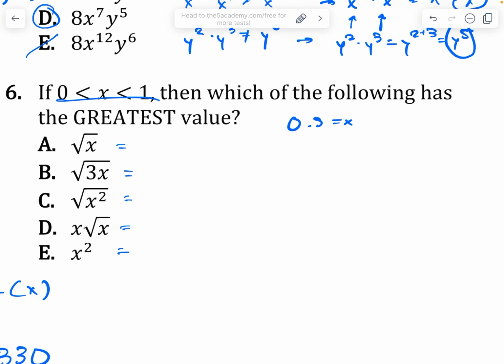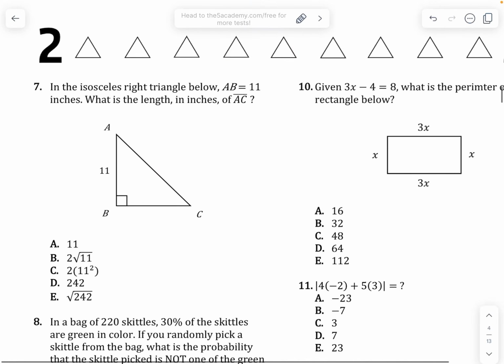So greatest value, the square root of 0.5 is going to be 0.7. Square root of 3 times 0.5 is going to be 1.5 to the half. It's going to be 1.22. Square root of x to the squared is going to be 0.5. 0.5 times 0.5 to the half, that's going to be really just half of this, so 0.35, which is the same thing as 0.5 to the 1.5. And then 0.5 to the 0.5 squared is going to be 0.25. Your answer is clearly B. So just plug and chug for problems like that.